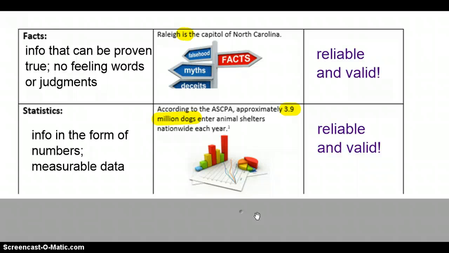The picture I chose for this is graphs. Usually when authors use graphs, they're to portray some kind of statistic. Statistics are really reliable and valid. Anything that I can measure, very trustworthy.